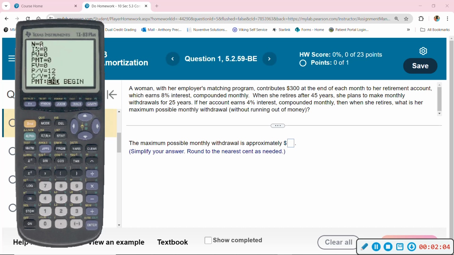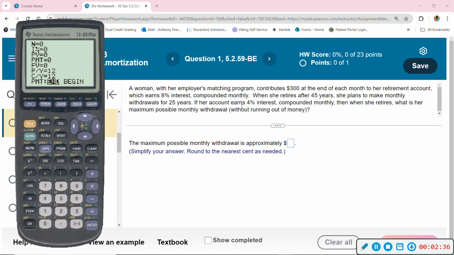N is the number of payments, deposits, the number of periods. I%, you enter the interest as a percent. Present value, payment, future value, payments per year, and compounding periods per year. That should be the same number. Since this is monthly, it would be 12. And we were told she made these payments at the end of each month. So let's get started with the first part of the problem.